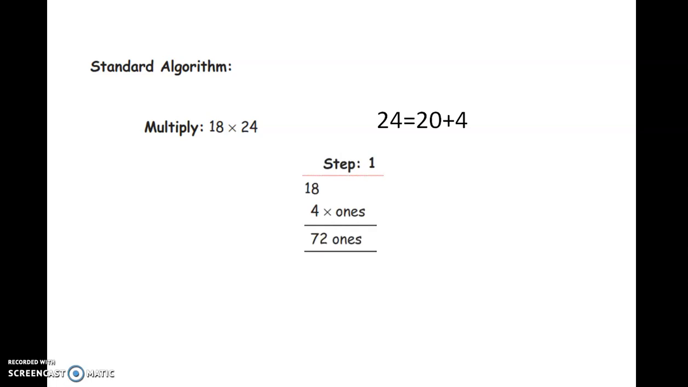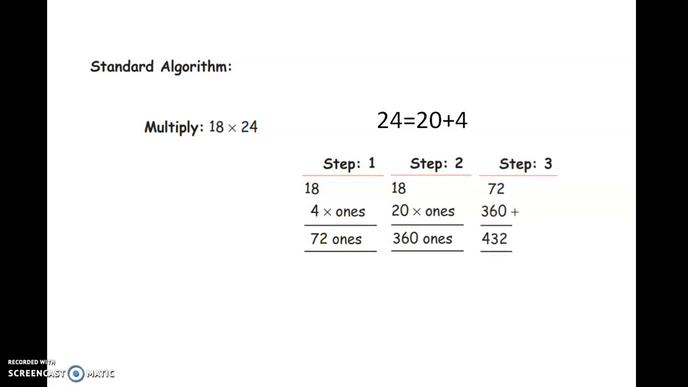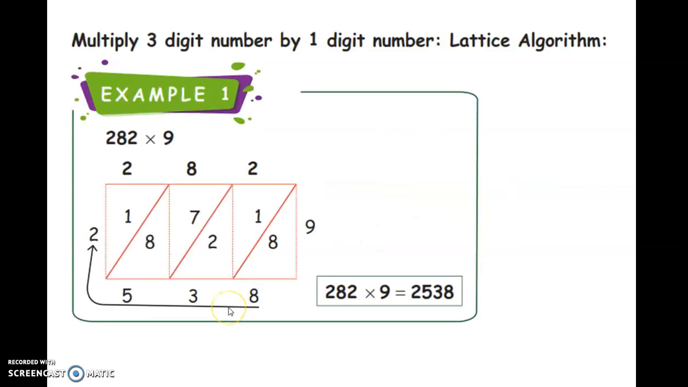Okay. Step 1: we have to multiply the ones. The answer is 72 ones. Step 2: we have to multiply the tens. The answer is 360. We have to add the two numbers. What numbers? 72 and 360 is equal to 432. Okay friends, in normal multiplication, we can multiply and the answer is the same.